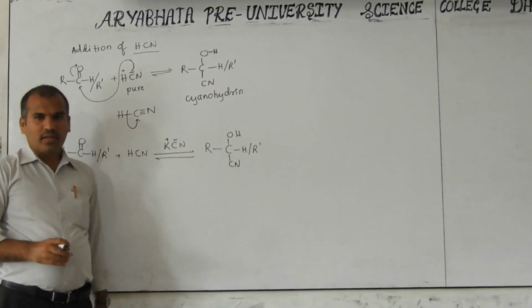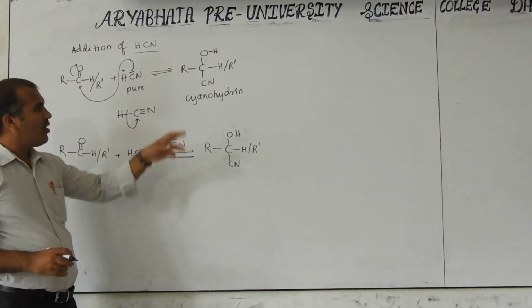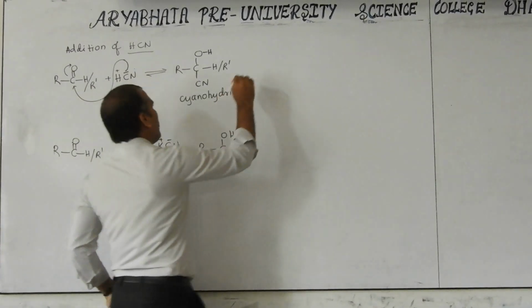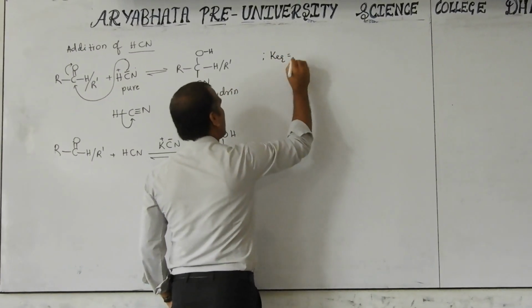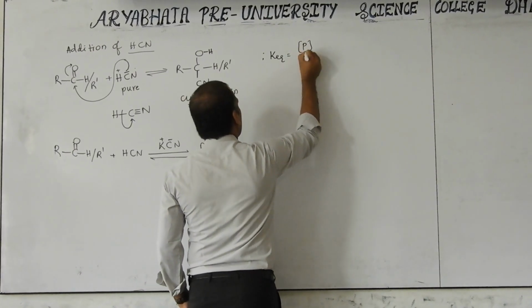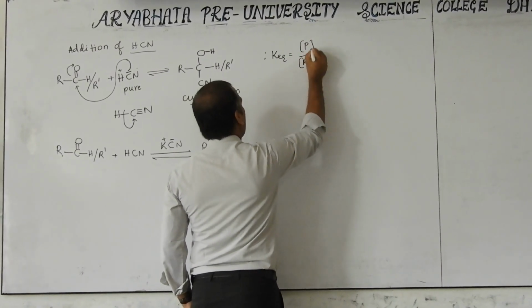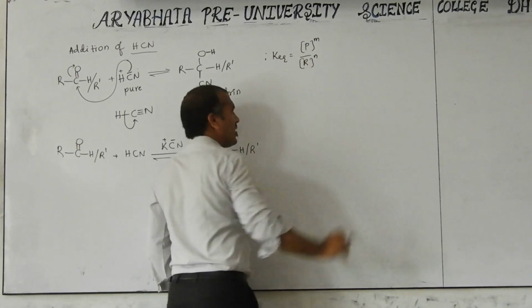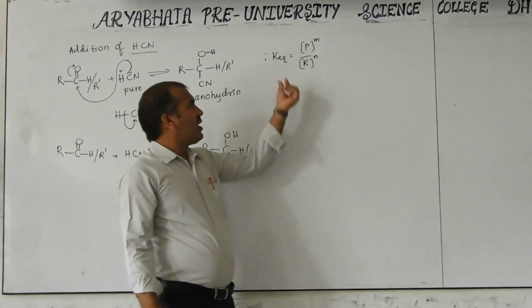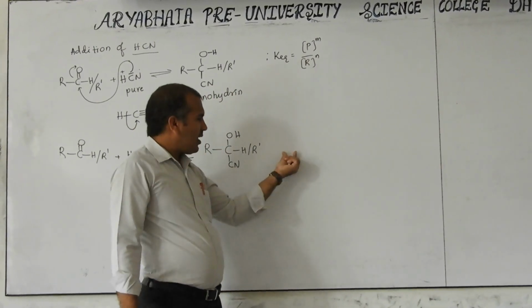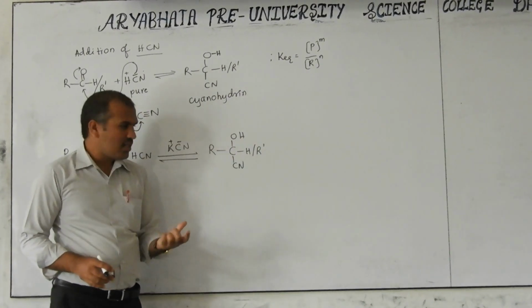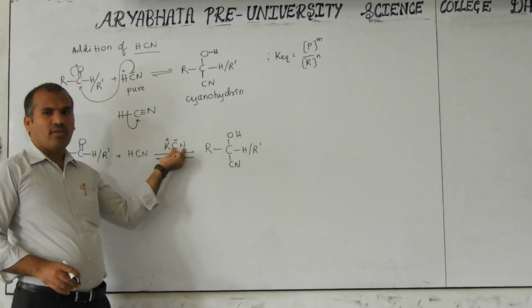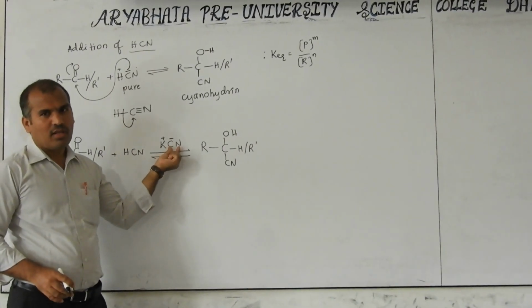But here the equilibrium constant for the forward reaction is more. If you write it, this is called K equilibrium: product concentration by reactant concentration, raised to the stoichiometric coefficients, here m, here n. Here the K equilibrium value is less. Here the K equilibrium value is more for the forward reaction. The reason: here the nucleophile is already readily available.